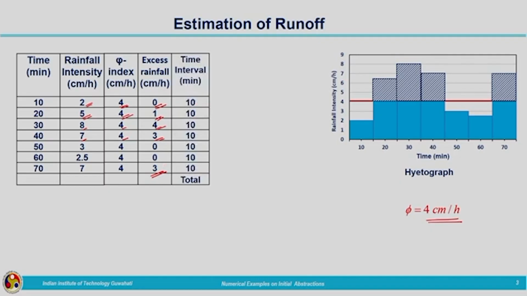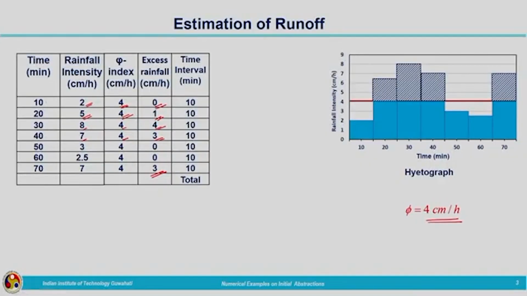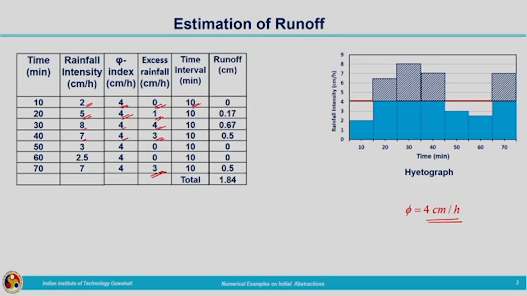Now, the time interval is a 10 minute gap. The intensity is given in centimeters per hour and the time interval corresponding to each intensity is 10 minutes. So, both should be brought to the same unit of time. Corresponding to the excess rainfall in centimeters per hour, we need to calculate, for example, 1 centimeter per hour for 10 minutes. When we convert it into centimeters we get 0.17 centimeters, and in a similar way we will compute the runoff depth for all the time intervals.